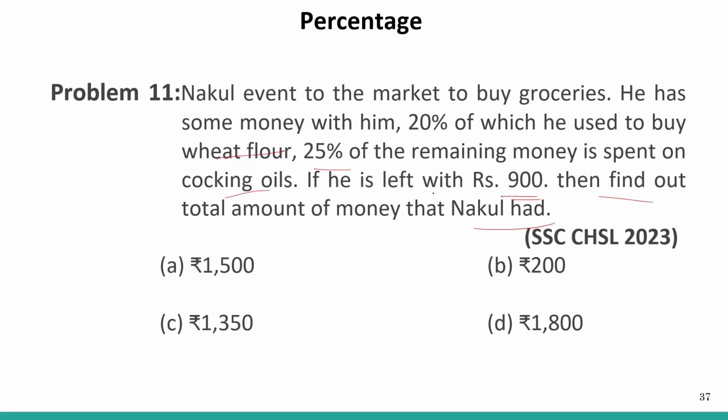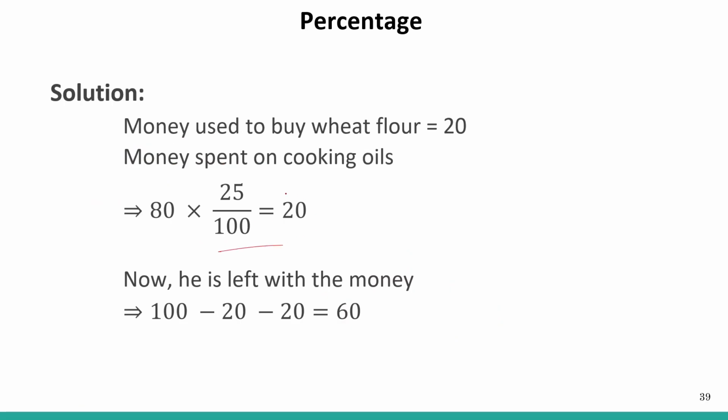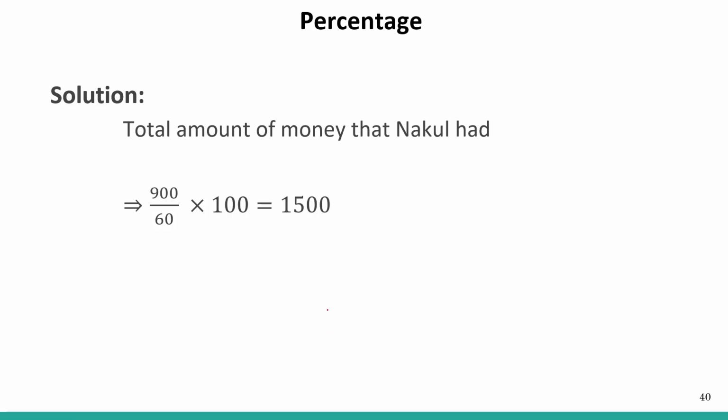So if he's left with 900 rupees, so what he's left with is 45% is spent, 55% remaining. So 55% is 900. So this implies that 1% is equal to 900 by 55. Okay, this is 18 and this is 11. Okay, so this implies that 100% is equal to 18 into 100 by 11. Okay, so 25 by 100 is equal to 20. So what is left with is 60. So 900 by 60 into 100 is equal to 1500. So 1500 is the correct answer.